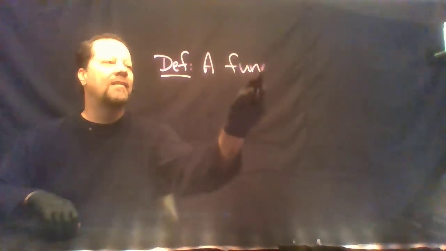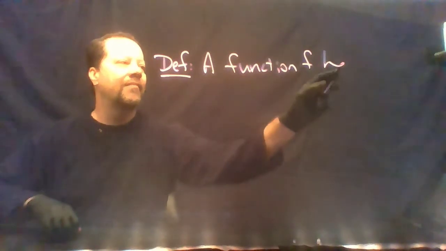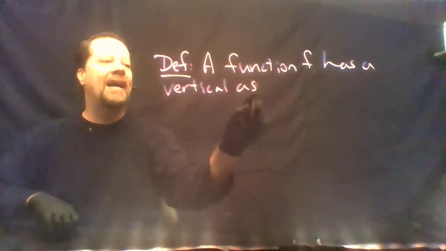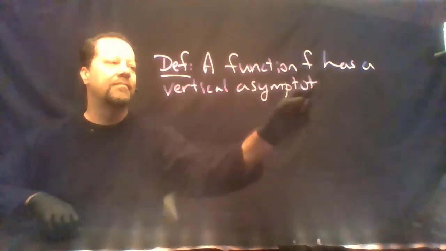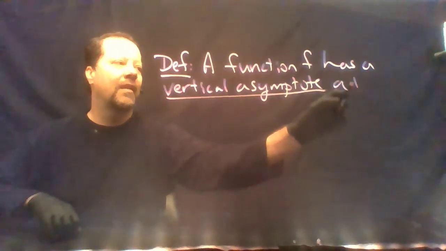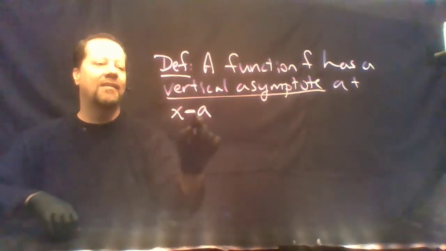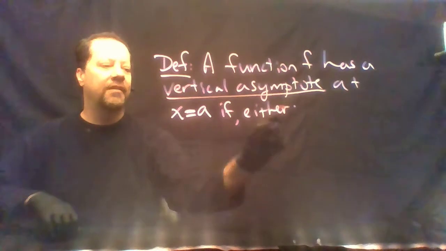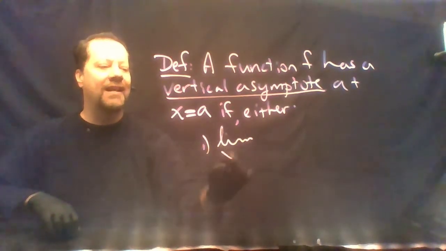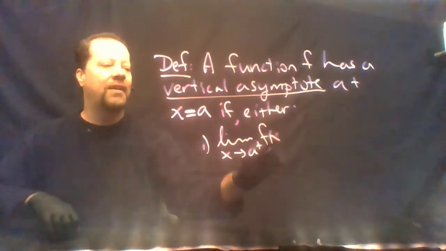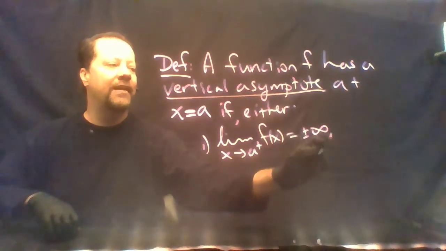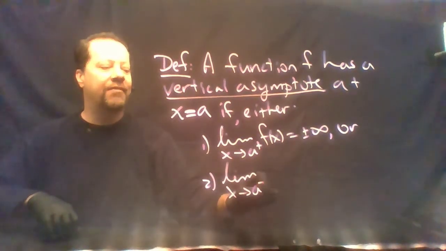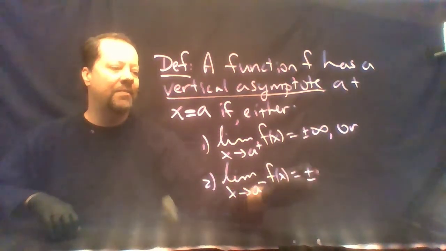Definition. A function f has a vertical asymptote at x equals a if either 1, the limit as x goes to a from the right of f of x is plus or minus infinity, or 2, the limit as x goes to a from the left of f of x is plus or minus infinity.